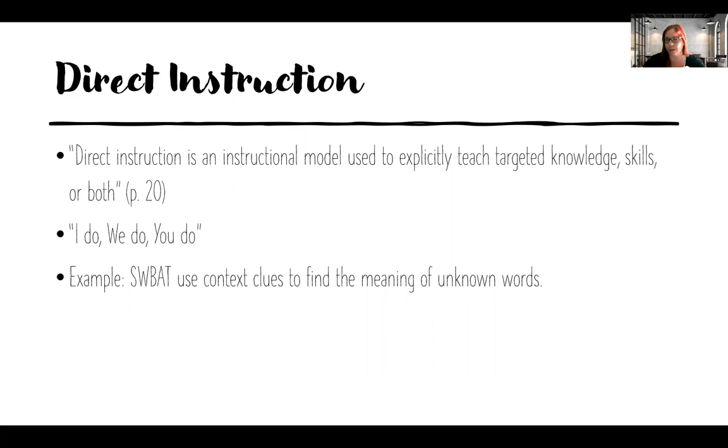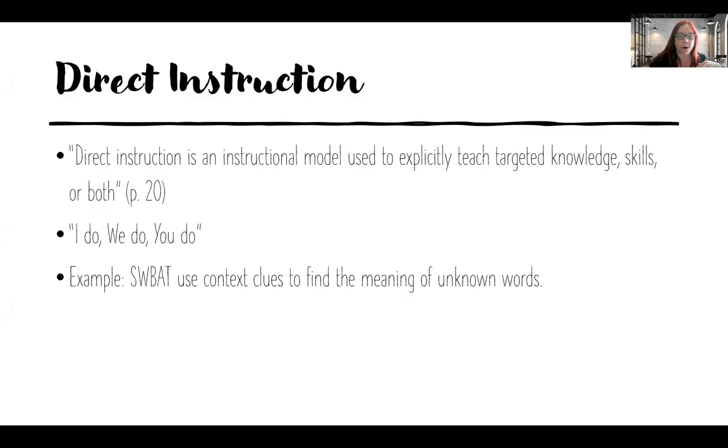So I might model this for my students, and I could model that by reading a text or a part of a text with my students, and I might model for them coming to a word that I don't know, and I might think aloud. Thinking aloud is a great strategy that we use during direct instruction and say, I don't know what this word means. I'm going to read the sentence again and see if there's any clues in this sentence that'll help me understand what this word means. And so I might model that with one word in maybe the first sentence or two in our reading.